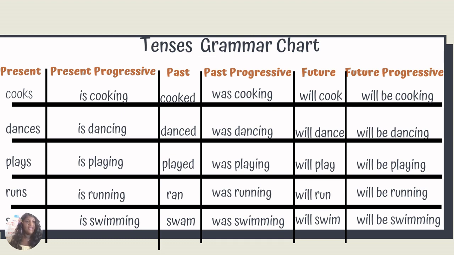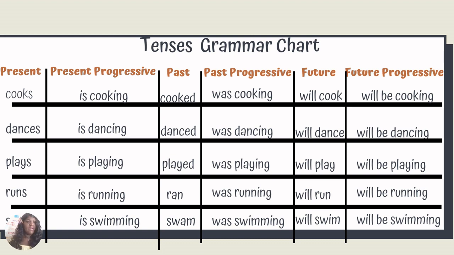Play, present, plays. Present progressive is playing. Past, played. Past progressive was playing. Future, will play. Future progressive will be playing.